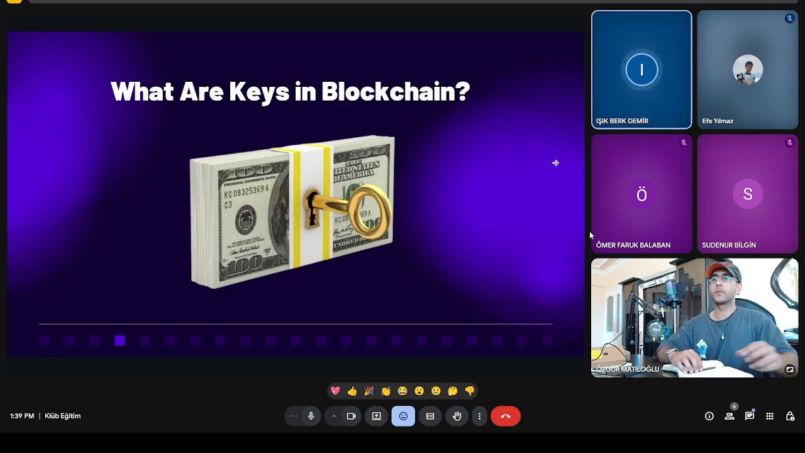Now, the next topic, what are keys in blockchain? Every user has a pair of keys, a private key and a public key. Think of your public key as your email address. You share it with others so they can send you messages or money. The private key is your password. You never share it, and if someone gets access to your private key, they basically own your wallet.